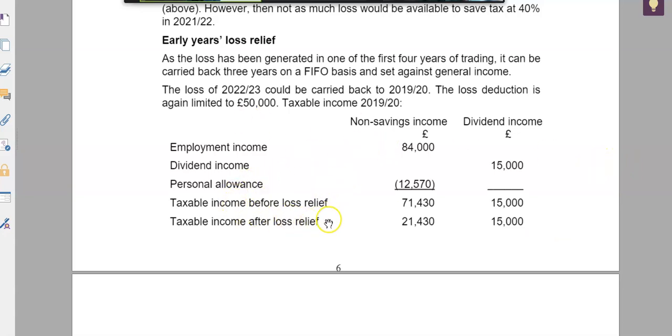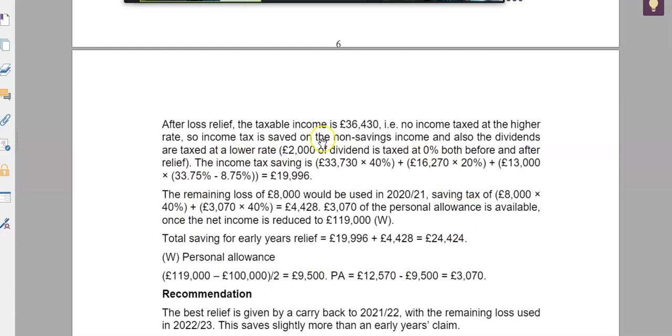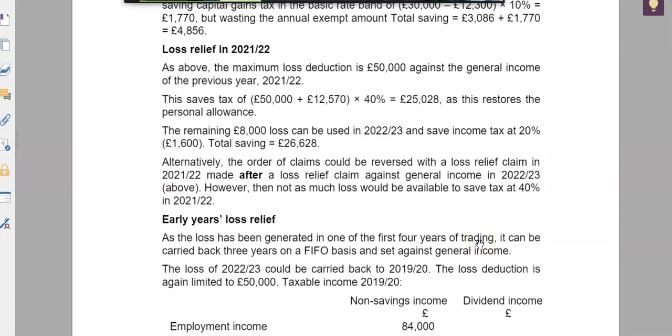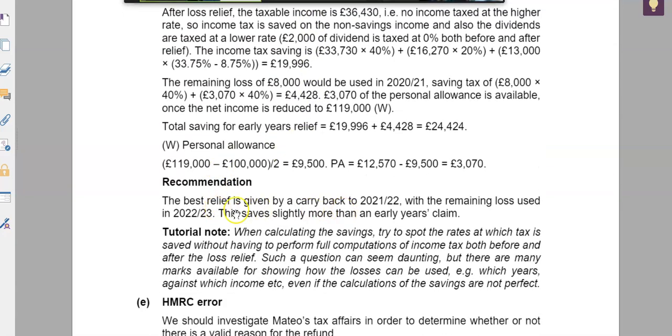Okay, so the taxable income before the loss was this, and after the loss relief is this. So there will be a saving as well. You can see this calculation, and the savings would be 24,424. So the highest saving we are getting is in the tax year 21-22, relief first. That's 26,628. So here it is giving us the recommendation that the best relief given by a carryback to 21-22 would be the remaining loss used in 22-23. This gives us slightly more than the early year claim.